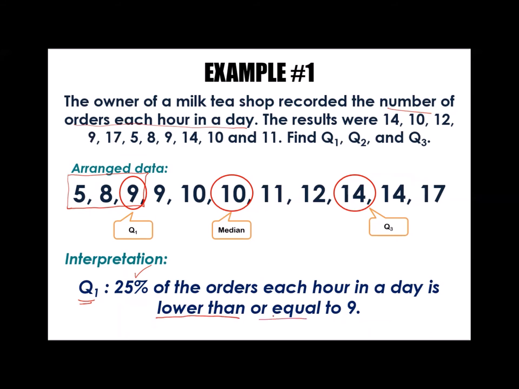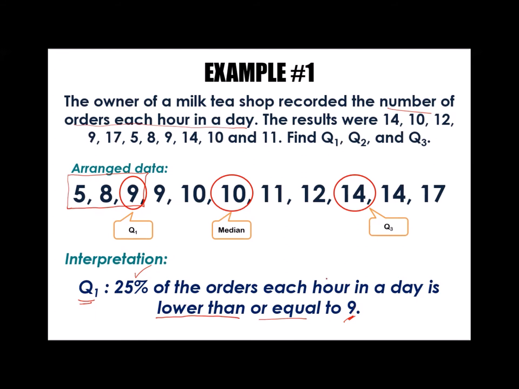Ma'am, bakit nagdadagdag ng or equal to? Because there are times na may mga parehas. Sa pagkakataon lang kasi ngayon, wala tayong common numbers. May mga times nga na pare-parehas talaga yan. Kaya naglalagay tayo ng or, because there is a possibility that it will happen. And then the 9 here is our computed Q sub 1. So that's how you interpret the quartiles.